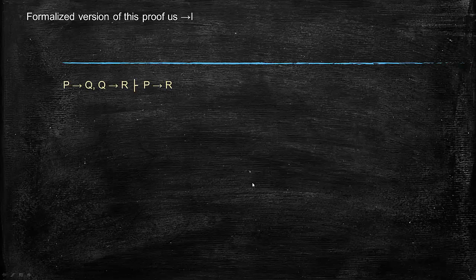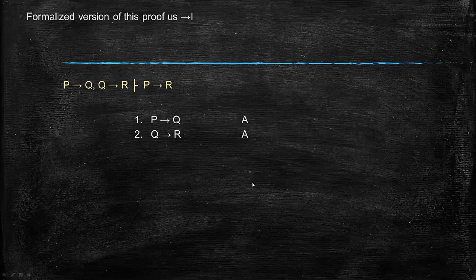Okay, so let me just show you a formalized version of this way of proving things without explaining too much, and then I'll go back and explain it in some detail. So here's the actual proof that we couldn't do. And here's how we actually do it.